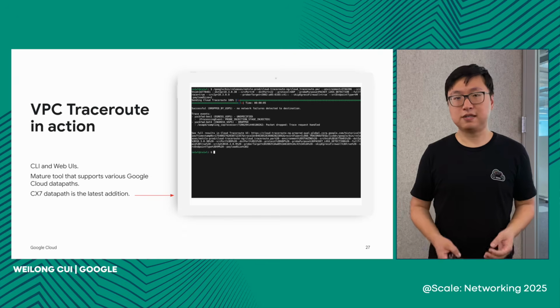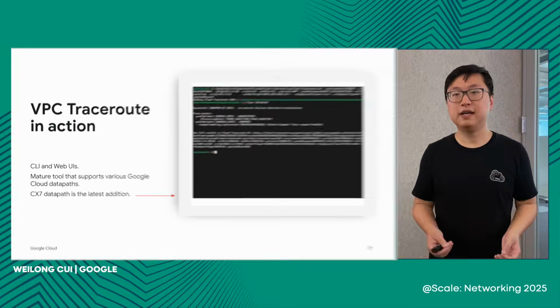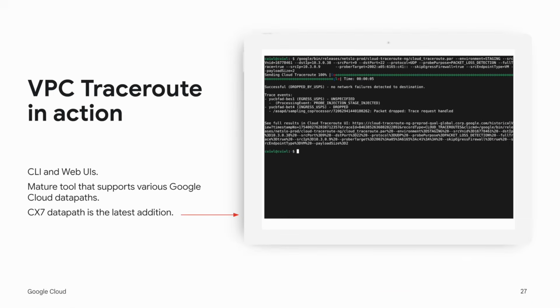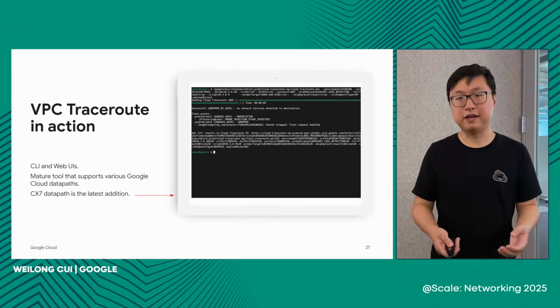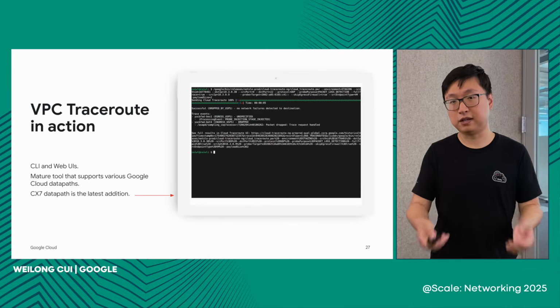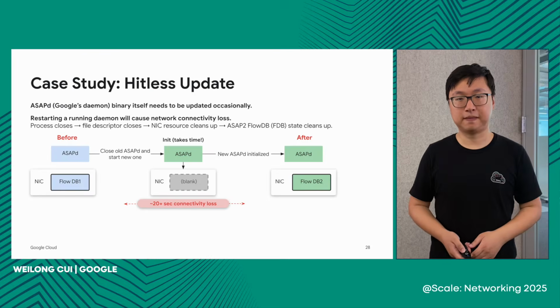So here you can see VPC traceroute in action. It integrates seamlessly with our existing CLI and web UI tools here at Google. And what this enables us is, with a single line of command, we can probe any pair of the GPU NICs in our network and see if there's actually a problem in the underlying network.